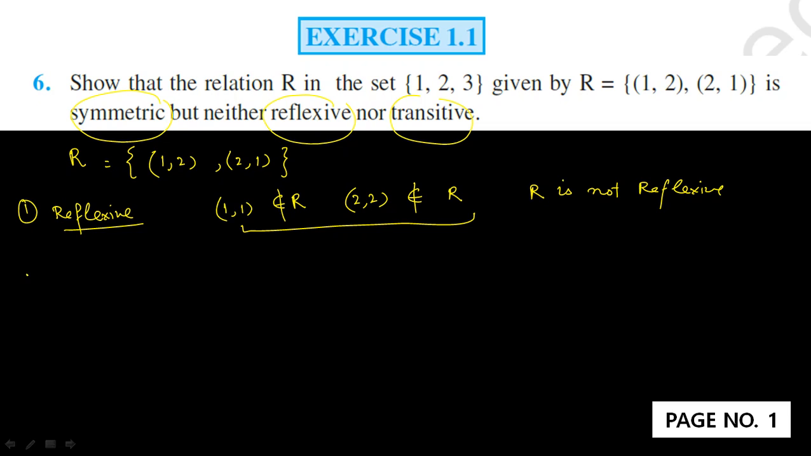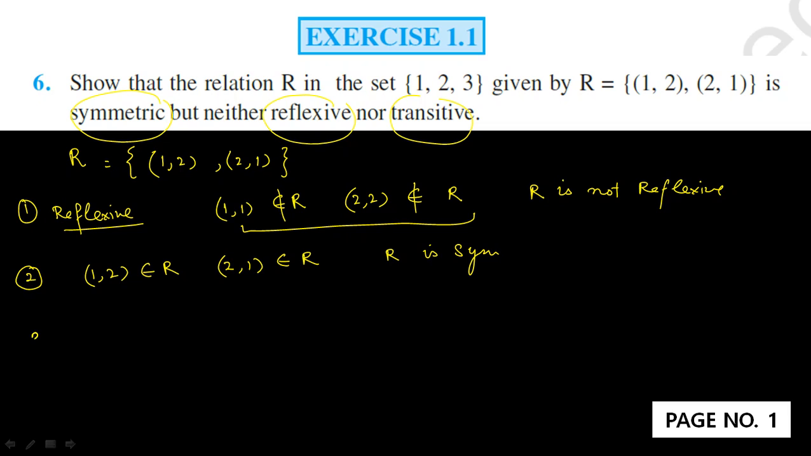Now what about the second one? (1, 2) belongs to R, (2, 1) also belongs to R. Therefore, R is symmetric.